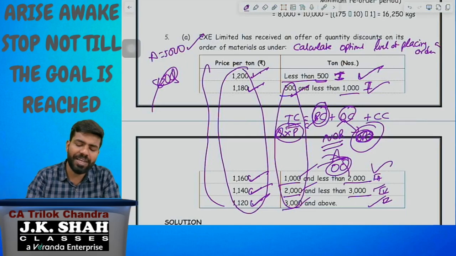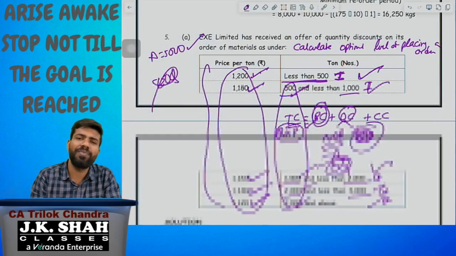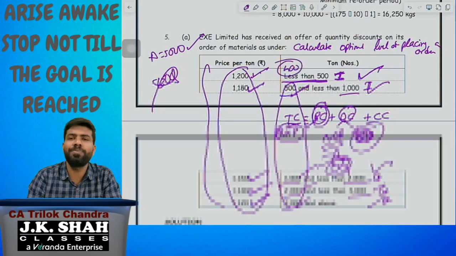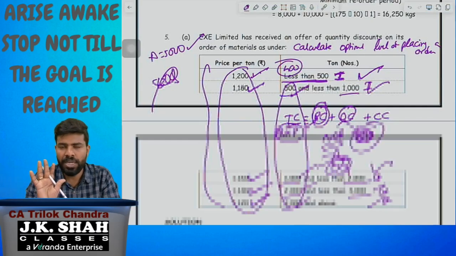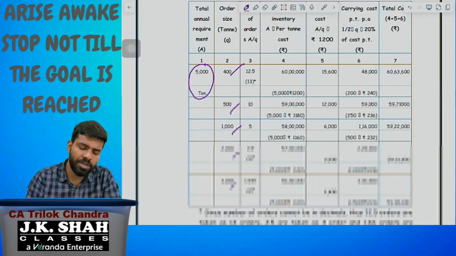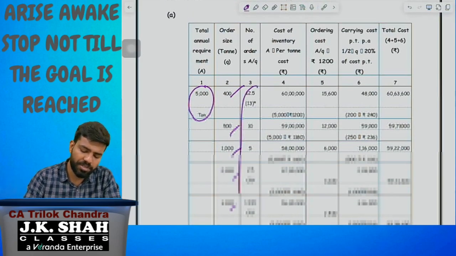When it comes to first range, the range given is less than 500. Less than 500 means we can take 200, 300, 400. Here they took 400. It's an assumption. You can try with the 300 also. Nothing wrong in that. Okay, they took 400. Look at here. They took 400, 500, 1000, 2000, 3000, and accordingly they calculated number of orders.